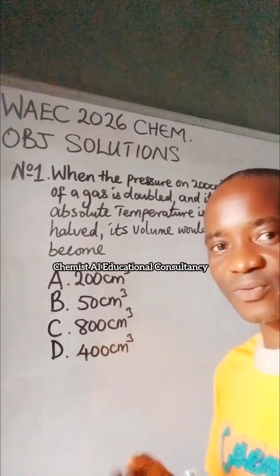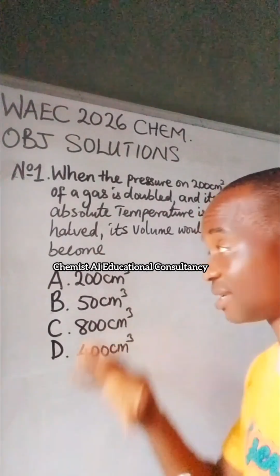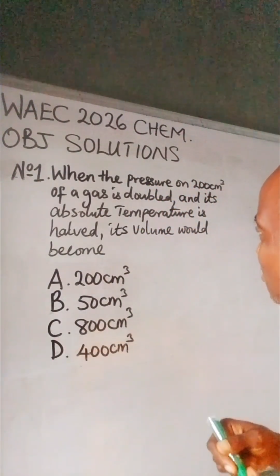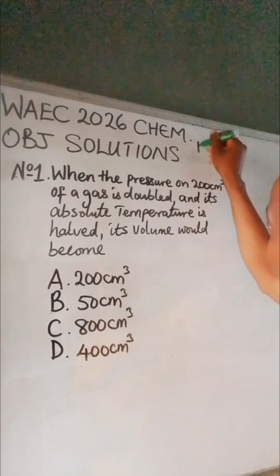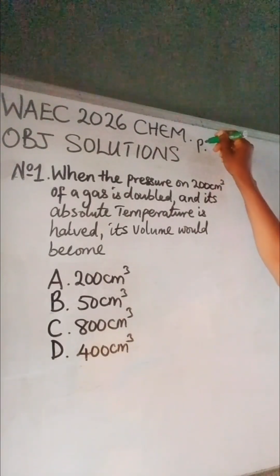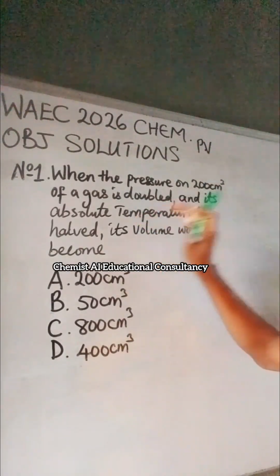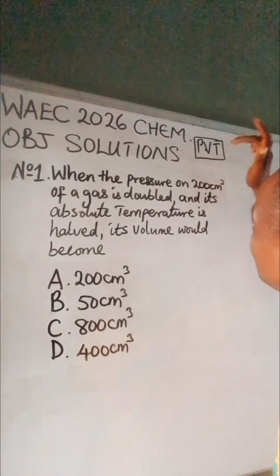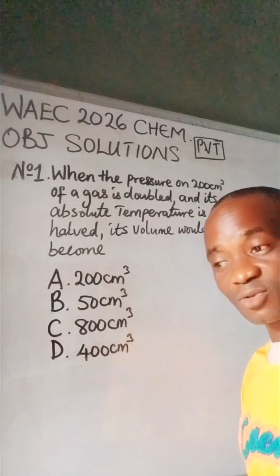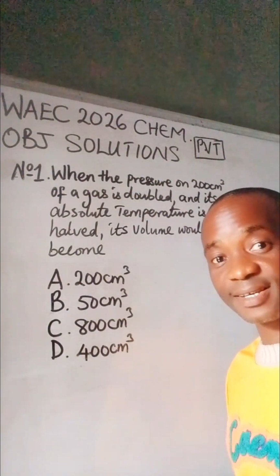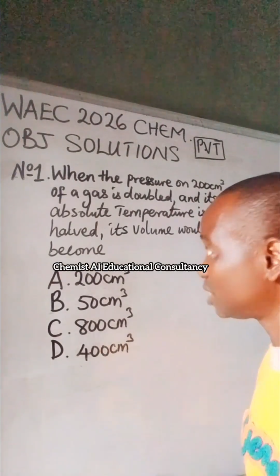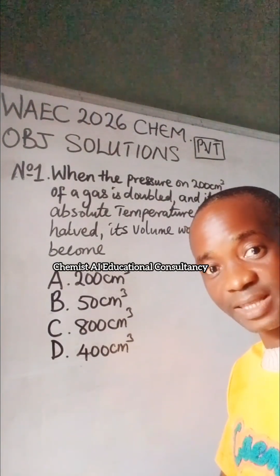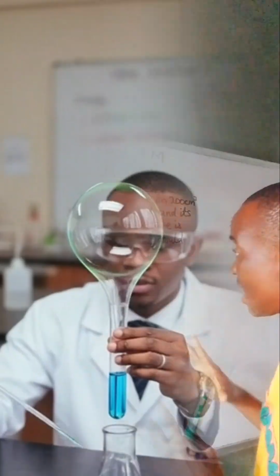I would like you to first of all know the variables involved. You can see we have pressure here, volume is there also, and absolute temperature. So once you have PVT, the next is to remember or recall the general gas equation, which connects the pressure, the temperature, and the volume.